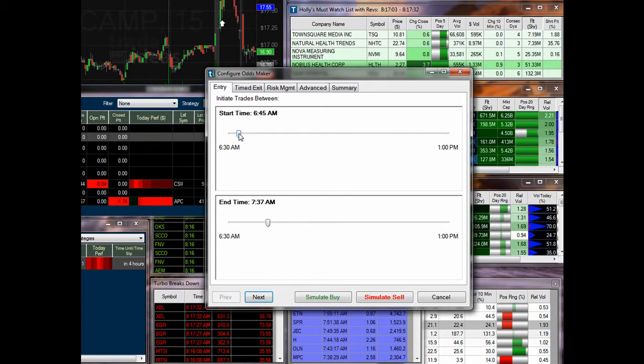6:45 is what I have selected here. In other words, I'm on the West Coast. 6:45 is the same as 9:45 East Coast time. Trade Ideas will default to your local time.